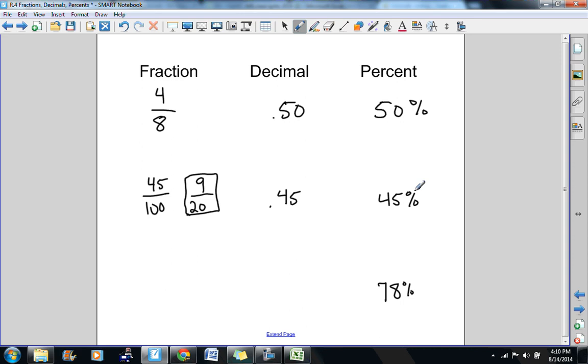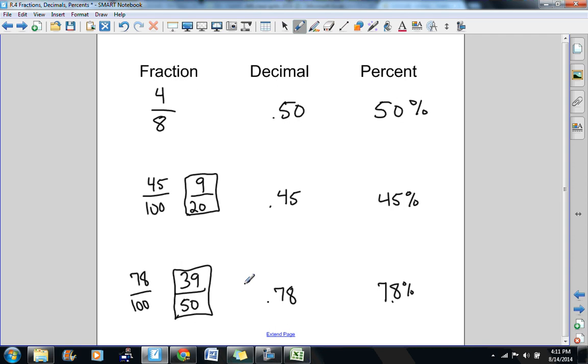Now, for the last one, we started with 78%. We want to turn that to a decimal first. Move the decimal point 2 to the left. We get 0.78 or 78 hundredths. So we turn that into a fraction. And in a situation like this, I just like to divide by 2, because that's the easiest way. 78 divided by 2 is 39. 100 divided by 2 is 50. And that is fully simplified because 39 is prime. So that is what you're expected to be able to do in this section.